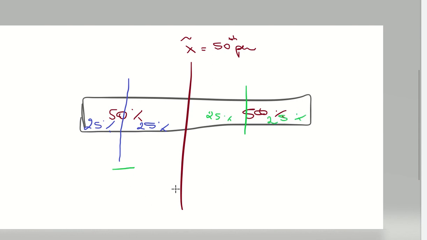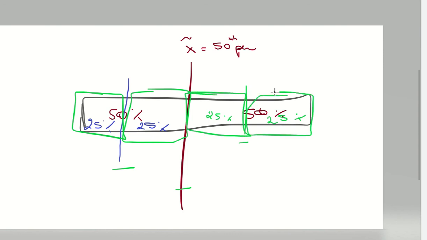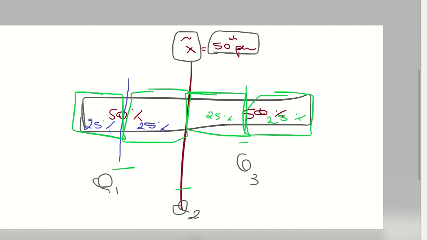And now looking at these 1, 2, 3 values, the data was cut into 4 equal quarters. The first quarter, 25%, the second quarter, 25%, the third quarter, 25%, and the last quarter, 25%. So the 3 quartiles, we call them Q1, Q2, and Q3. So now you notice that the median, also known as the 50th percentile, is also the second quartile, Q2.